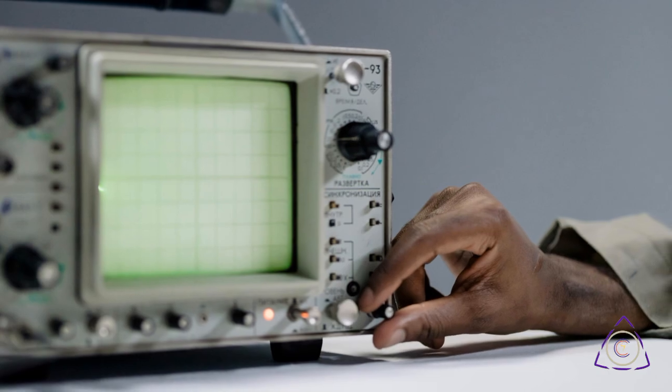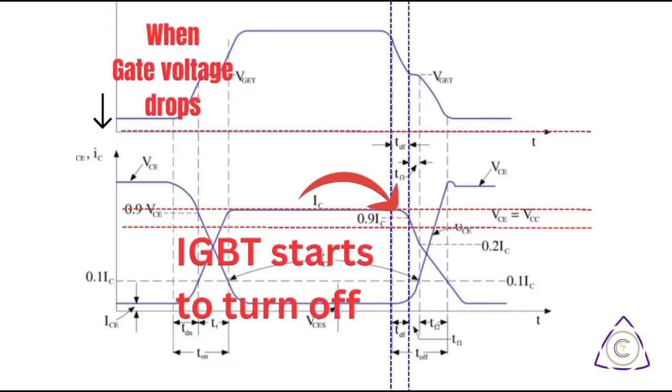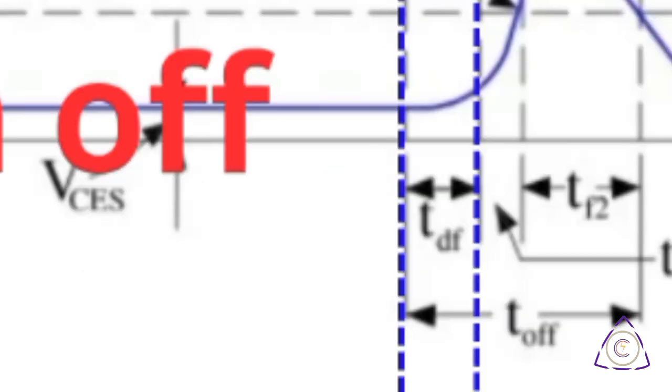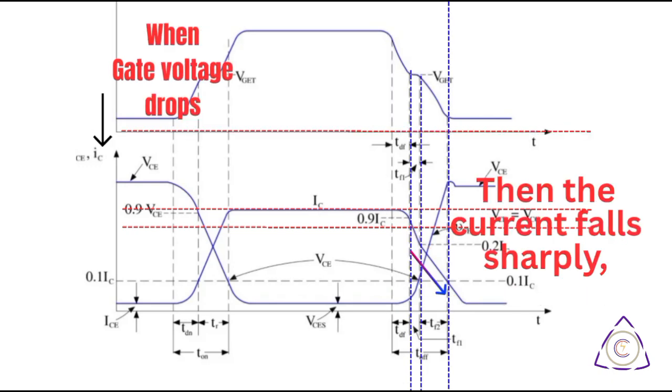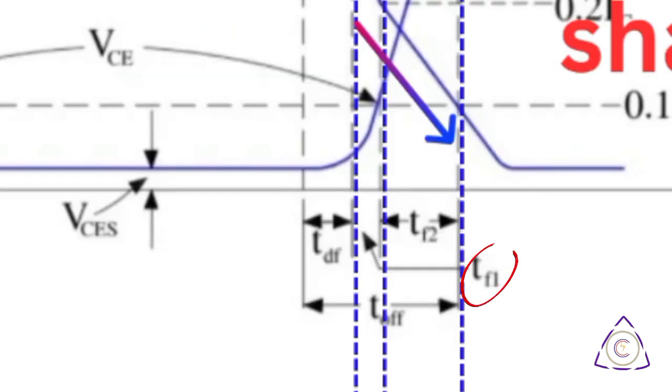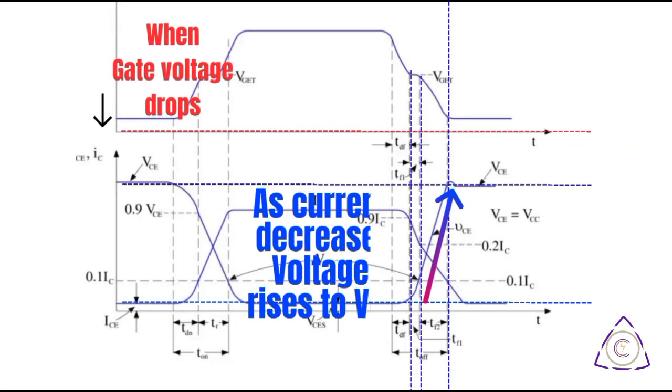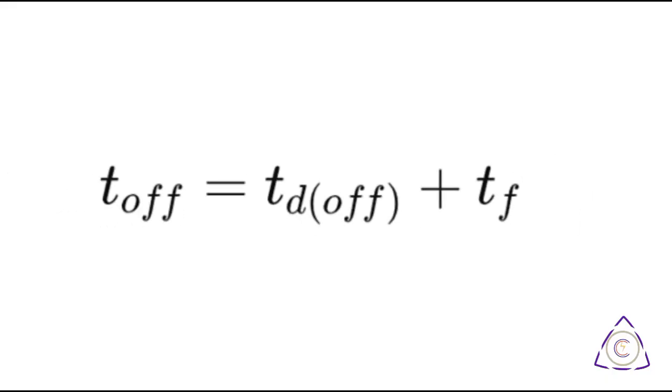For turning off, when VGE drops, the IGBT starts to turn off. Again, there's a delay, the turn-off delay, or TDF, where current still flows even as the gate voltage falls. Then the current drops, sometimes in two stages, tf1 and tf2, depending on your circuit. As current decreases, VCE rises back toward VCC. Turn-off time, T-off, is the sum of the delay and fall times.